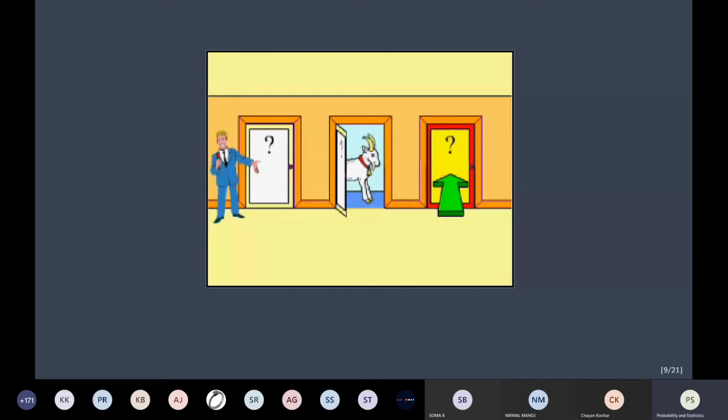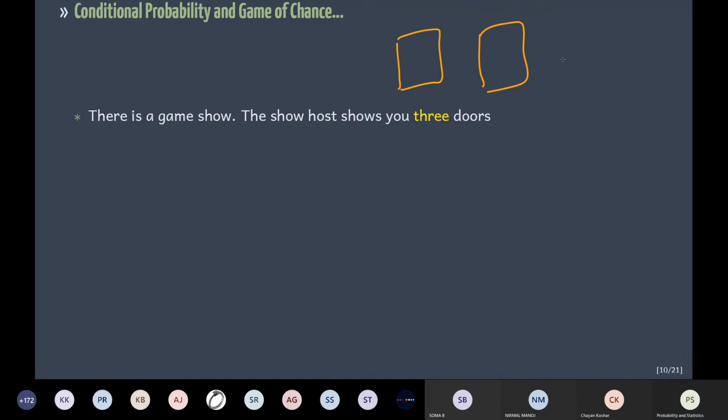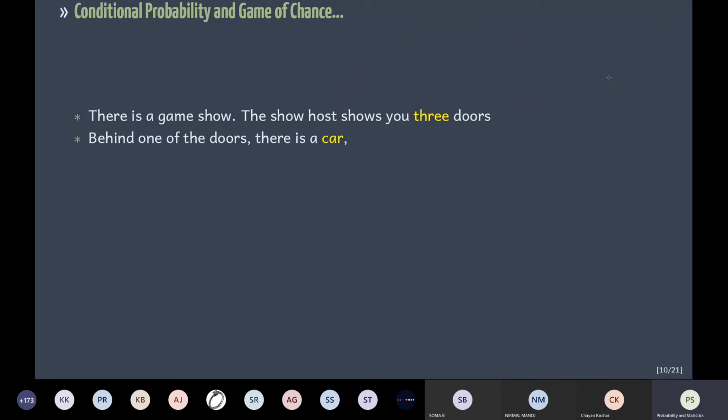To recap, I will go to the next slide and recap what this is trying to say. In case you have not heard this, let me recap what it is. There is a game show, and in this game show, the host shows you three doors: door one, door two, door three. There is a host, and you are the player. The host shows you three doors initially, and behind one of the doors there is a car, and in the other two there are goats.